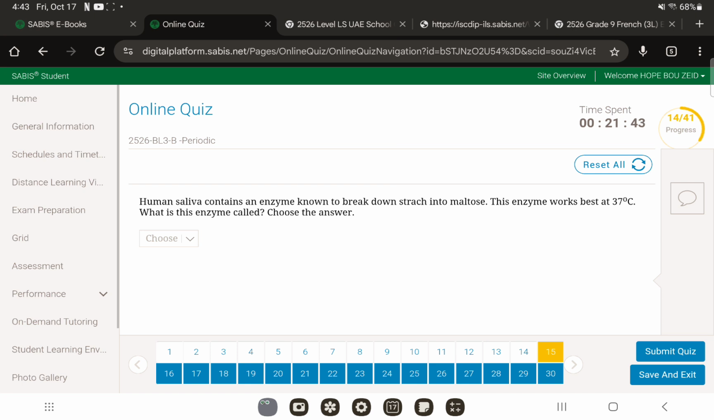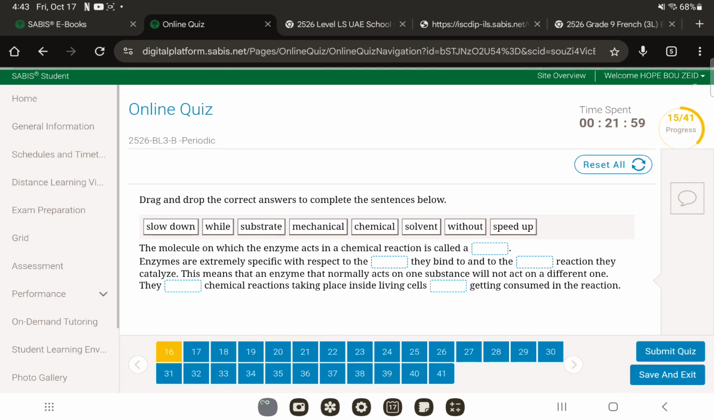Human saliva contains an enzyme known to break down starch into maltose. This enzyme works best at 37 degrees Celsius. What is this enzyme called? Okay, so it breaks down starch, so it's called amylase. You just gotta memorize it. If it breaks down starch, it's amylase.